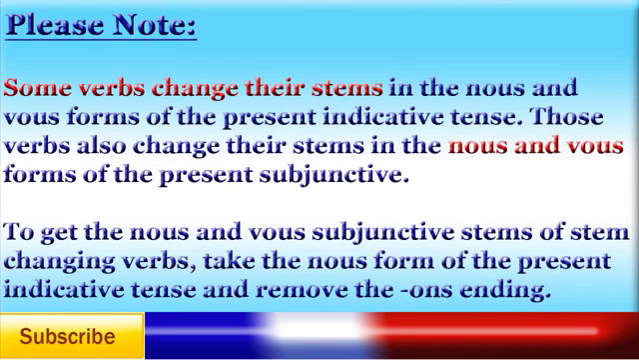Please note, some verbs change their stems in the nous and vous forms of the present indicative tense. Those verbs also change their stems in the nous and vous forms of the present subjunctive. To get the nous and vous subjunctive stems of stem-changing verbs, take the nous form of the present indicative tense and remove the ons ending.